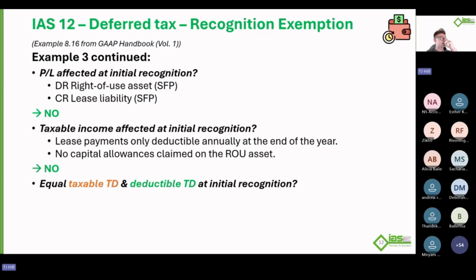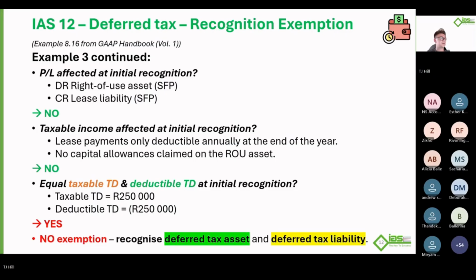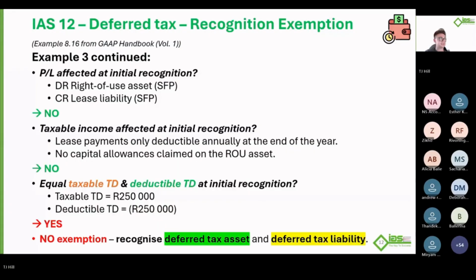Now, do I have equal taxable temporary difference and deductible temporary differences? Yes. Thus, we need to recognize the deferred tax asset and the deferred tax liability. Do you see the answer had to be no? Because it says gives rise to neither taxable nor deductible, or does not give rise to equal taxable and deductible temporary differences. And they're equal. Do you see that? So you recognize it.